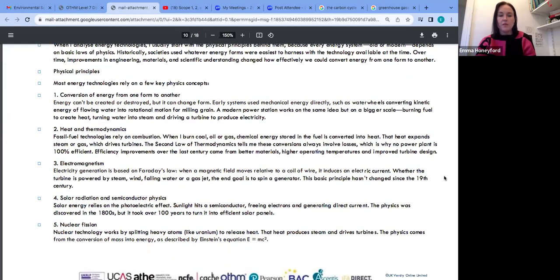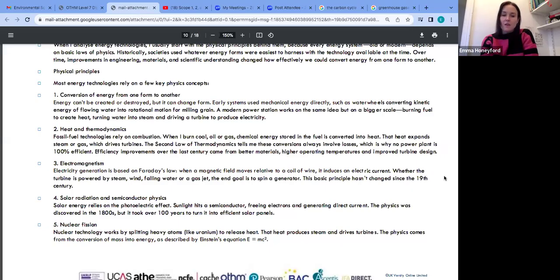Section 4 is all around solar radiation and semiconductor physics. Solar energy relies on the photoelectric effect. Sunlight hits a semiconductor, freeing electrons and generating direct current. This physics was discovered in the 1800s, but took over 100 years to turn it into efficient solar panels.